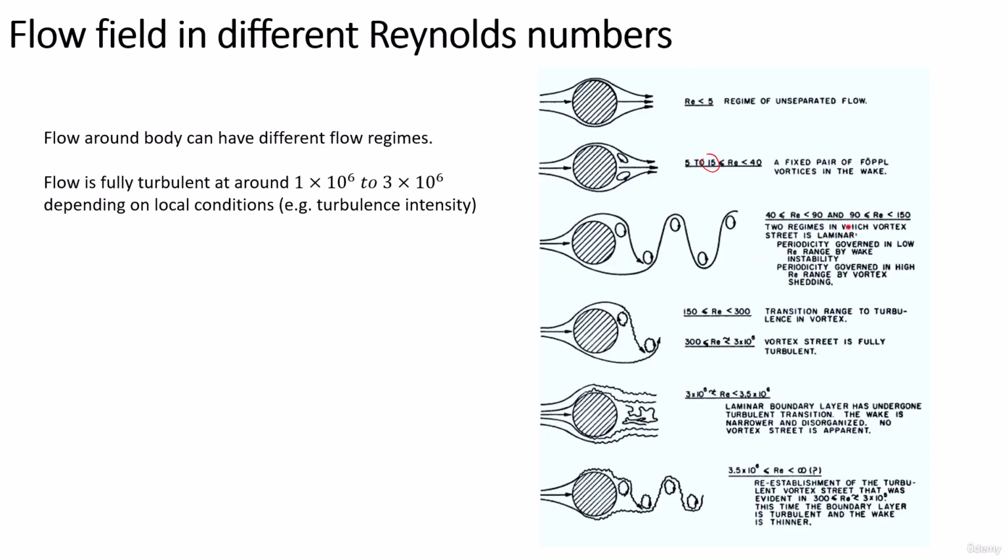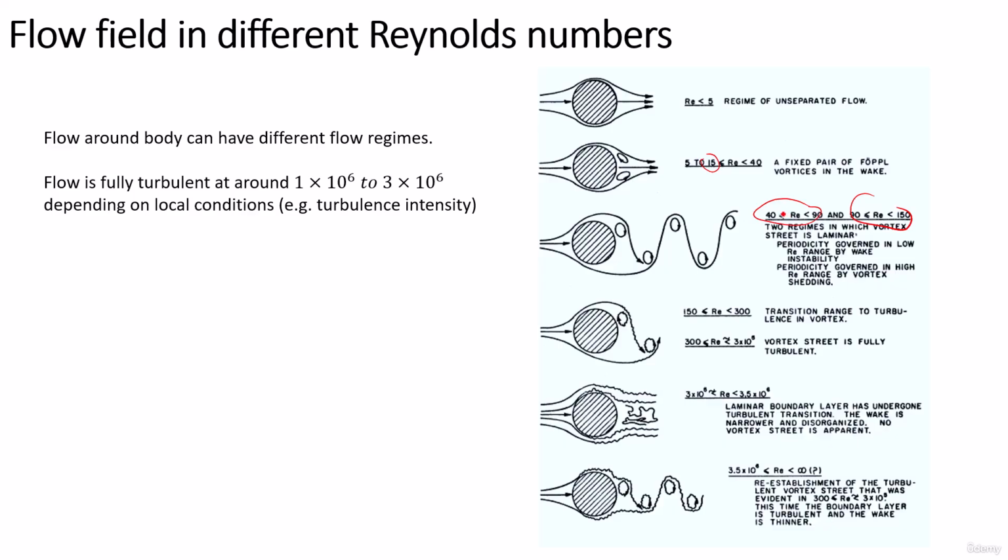So there is a vortex state that is laminar, okay. This is one thing: this is a laminar flow in the vortex state, and periodicity is governed in the low Reynolds number range by the wake instability, and periodicity is governed in the higher Reynolds number range by the vortex shedding, okay. So in this range the wake instability is actually making the periodicity of the flow, and in the high range up to 150 this is governed by the vortex shedding.